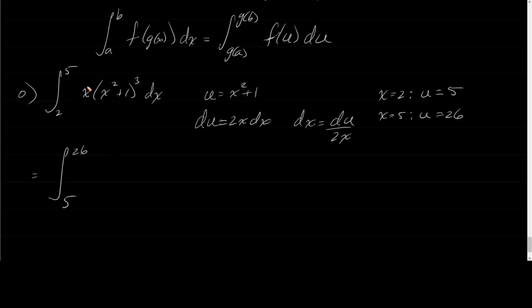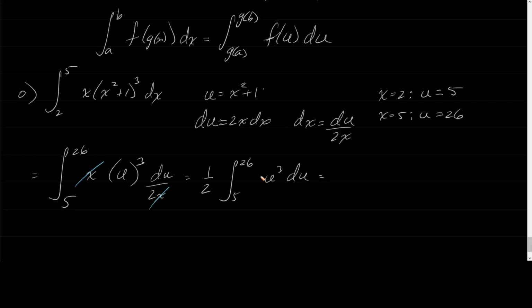Of what? This x, not part of our substitution, is still there. This x squared plus 1, that was our substitution, and we have that cubed. And now this dx is du over 2x. At that point we see that this x and this x cancel each other out. So we get now 1/2 times the integral from 5 to 26 of u cubed du.